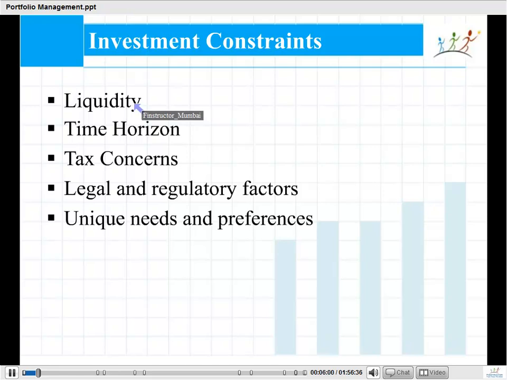Or if there is any pre-committed cash requirement or any defined cash flow from the portfolio that is going to happen in the future, then that represents a liquidity constraint, as you cannot invest the money in illiquid securities because this much money is going to be required by the investor in the future.